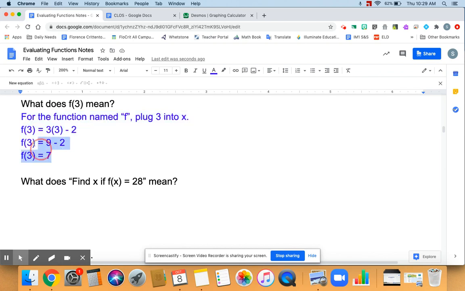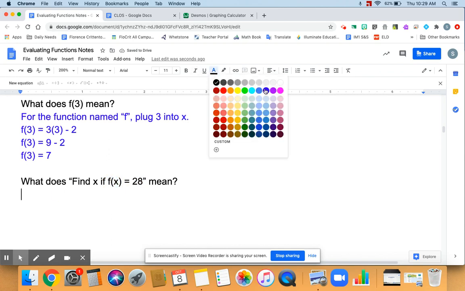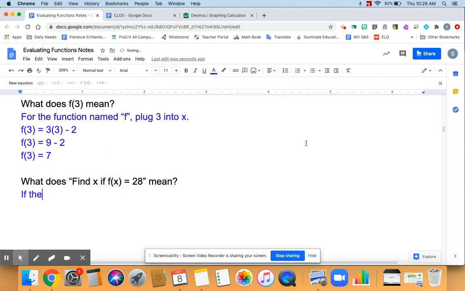The other type of question I can ask you: in this one, they gave me the x, what they wanted me to put in for the x. Sometimes they might ask it like this, where they say find x. So they want us to figure out what x is if the equation equals 28. What that means is they're telling us what f of x equals. They're telling us the output, the answer. So if the answer is 28, what is the x?